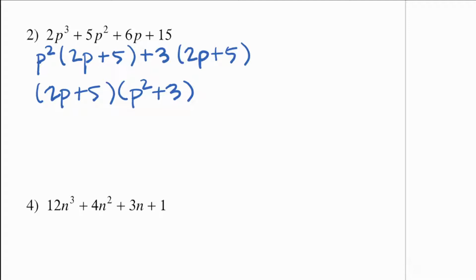And p squared plus 3, that's not a difference of 2 squares. There's nothing we can do with that. So we're just going to leave it there.